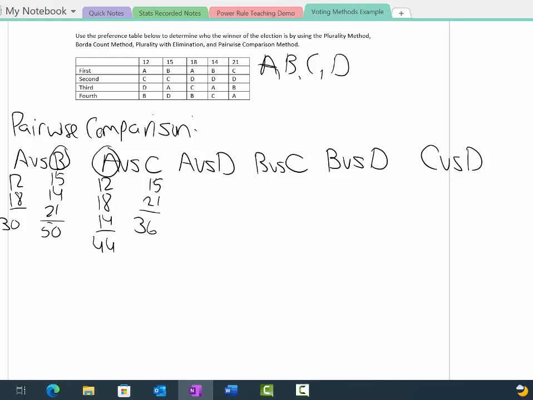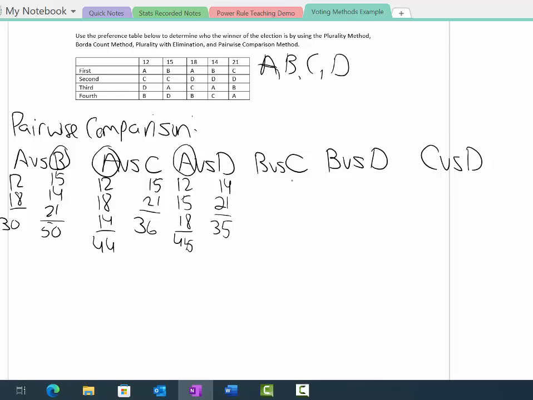Okay, let's go to A versus D. A is on top of D for the 12. A is on top of the D for the 15. A is on top of the D for 18. D is on top of A for the 14. D is above A for the 21. Add them. And you get 45 and 35. A wins that round.